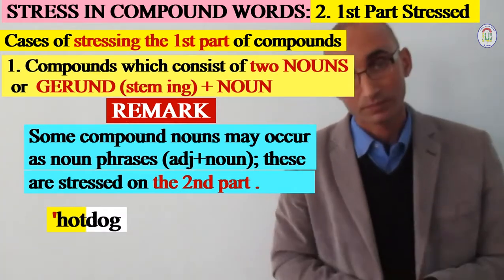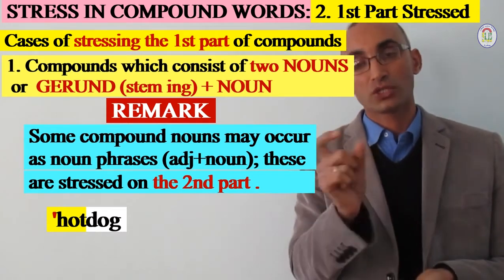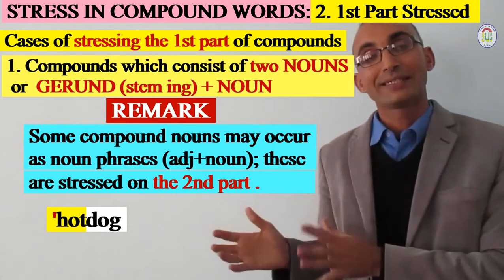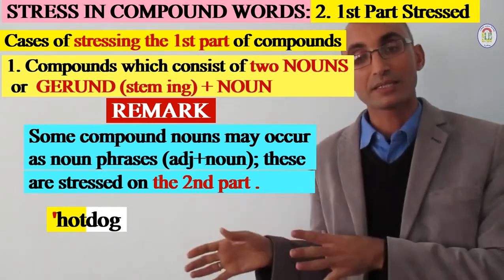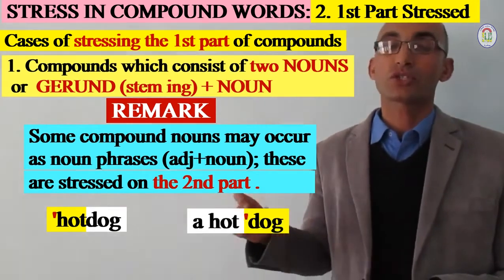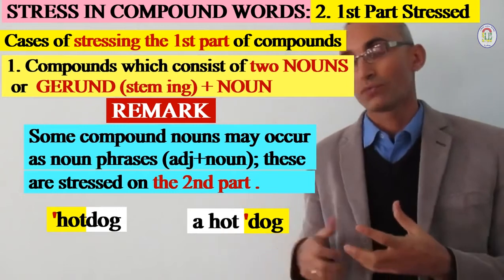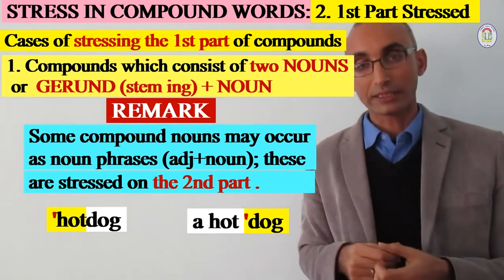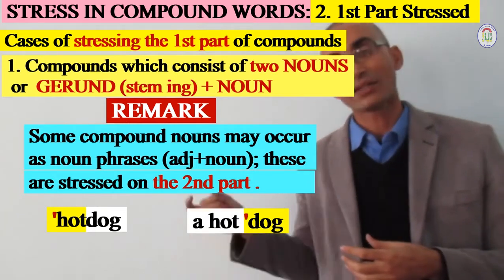Also hot dog, that food which looks like a sausage, clear. As one word, it's a compound noun. I stress hot, the first element. But if I use it as a noun phrase like a hot dog, it means a dog which is fierce, which is angry, furious, savage, and so on. Here I stress in this noun phrase dog, the second word.